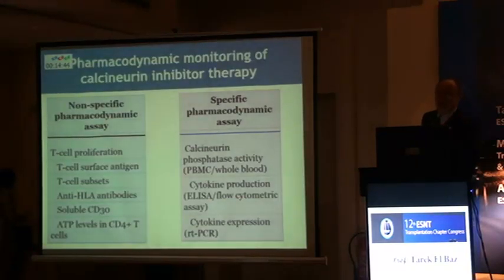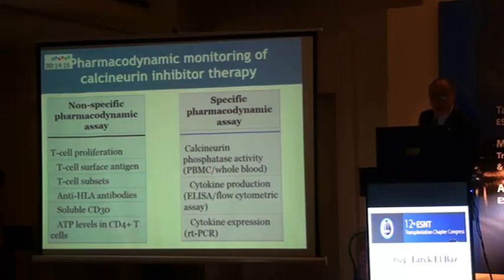Now, pharmacodynamic monitoring of calcineurin inhibitors passes into two channels: whether we are going to use the non-specific pharmacodynamic assays or the specific pharmacodynamic assays, which is related directly to the drug itself, as you can see from the list here. Over the coming few slides, I will try to explain these points.